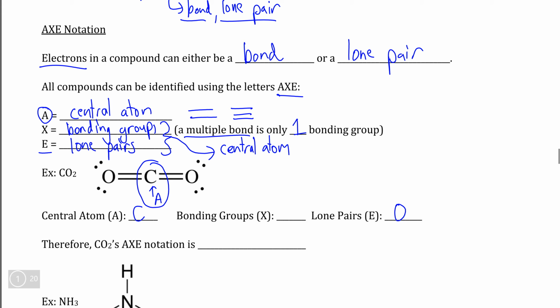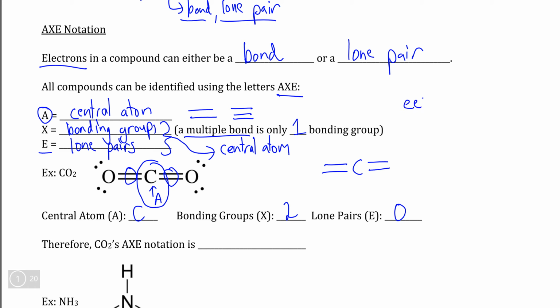Now, we know that the carbon in CO2 has 4 bonds, but because they are double bonds and because multiple bonds only count as 1 bonding group each, carbon dioxide only has 2 bonding groups. Now, why is it 2 bonding groups and why not 4? Well, if we consider carbon dioxide, remember that each of the bonding groups is a double bond.